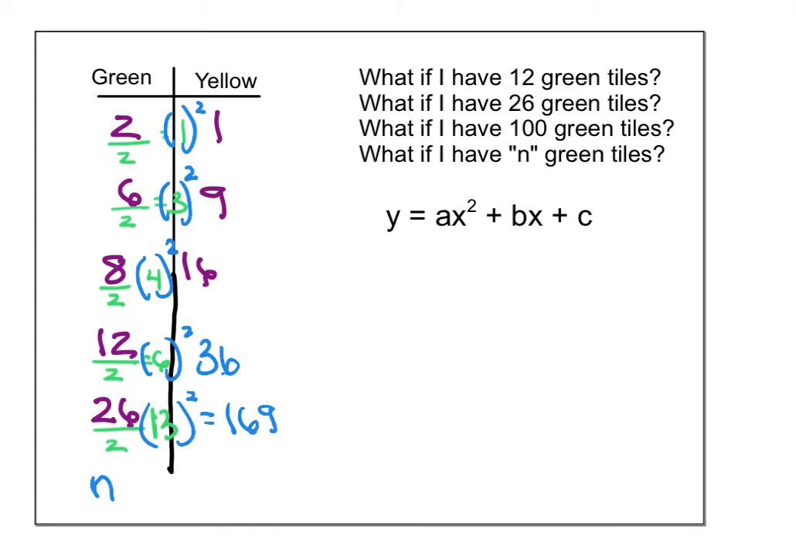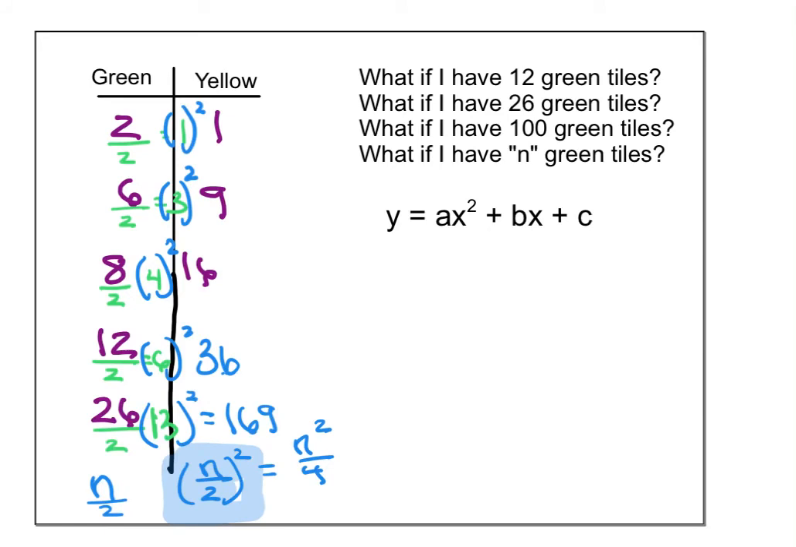So I'm going to jump down to, if we have n number of green tiles, what will we do to find the yellow? So remember, n then, once we find the pattern, could be replaced with anything, any number. I'm going to divide it by 2. And then we took that number and we squared it. So you could say it's n divided by 2, squared. Some students like to say n squared over 4. I'm just going to keep it looking like this right here.